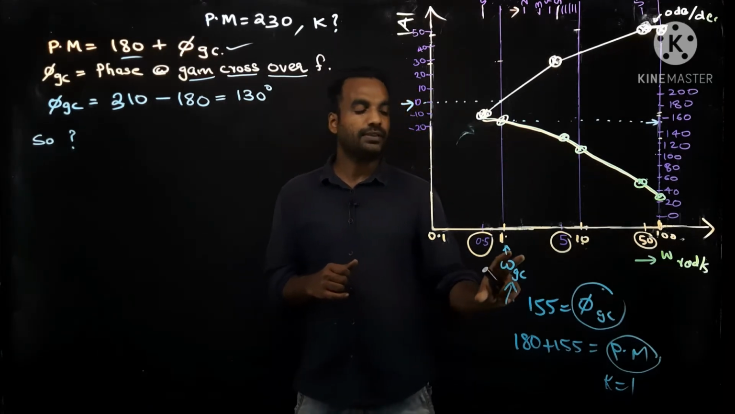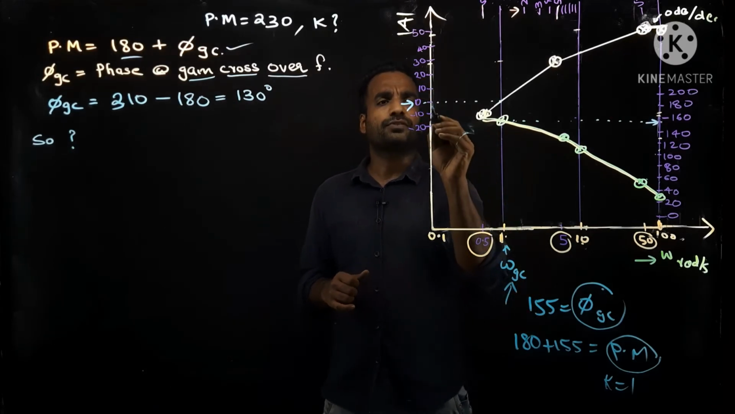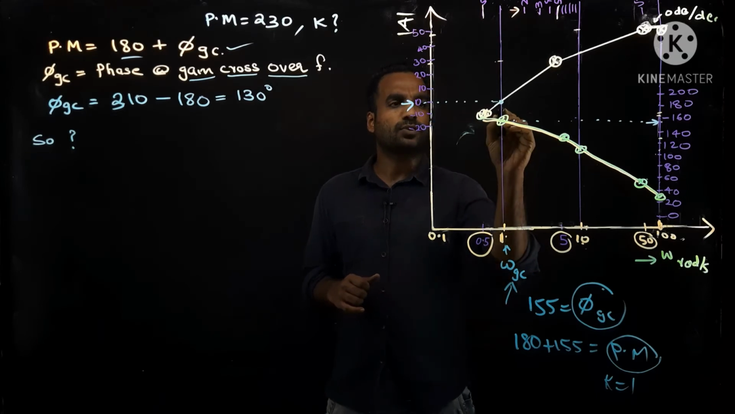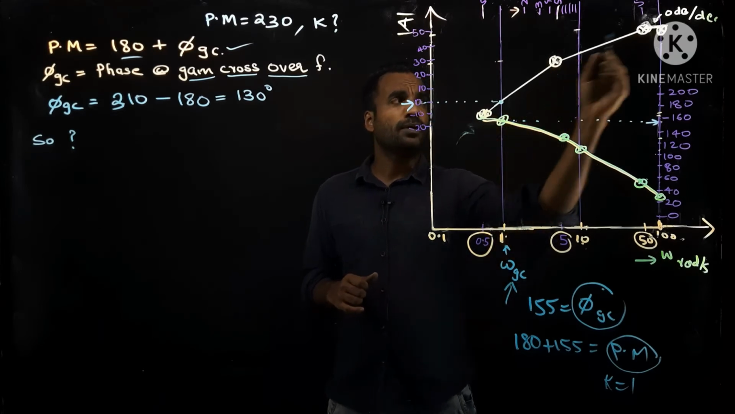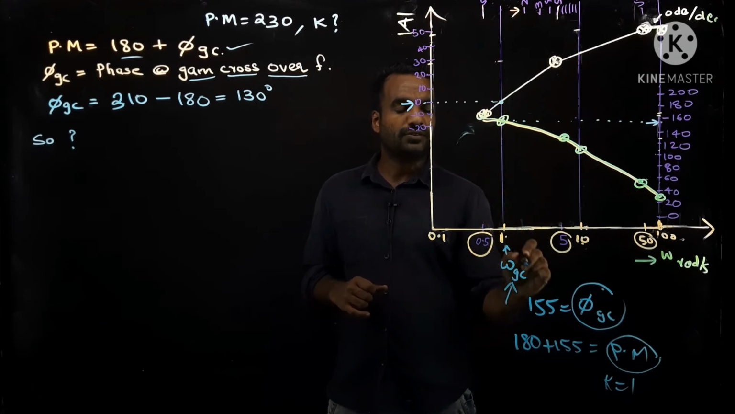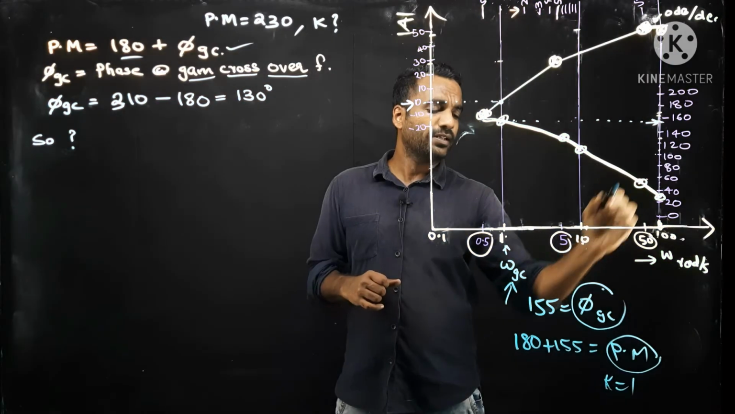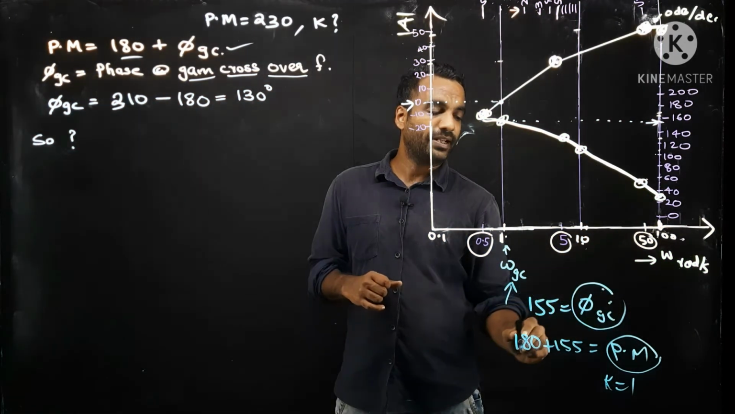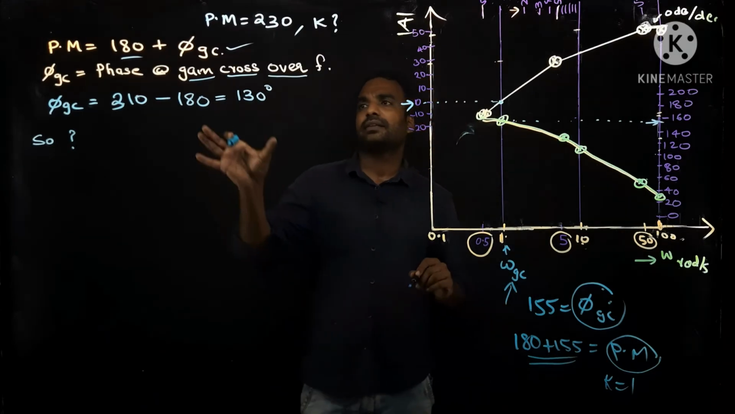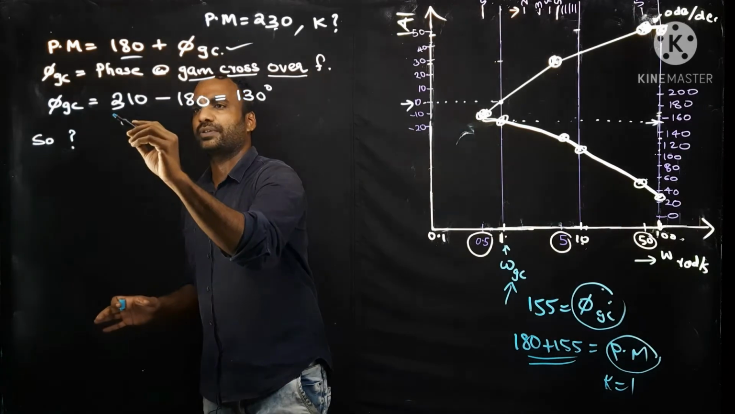Okay, so I think this is the base thing I already explained. Gain crossover frequency means the frequency at which gain crosses 0. It is obtained from the gain plot or magnitude plot, and that frequency is known as omega GC, and that will be extended to the phase plot, and then we will get phi GC. 180 plus phi GC is equal to phase margin. Now in the question 230 is given as phase margin, so substitute that in the equation.